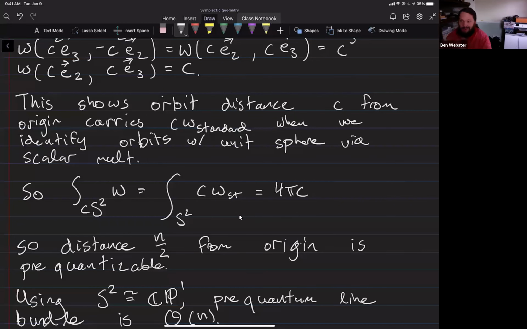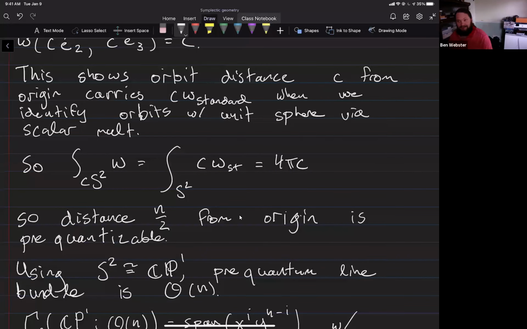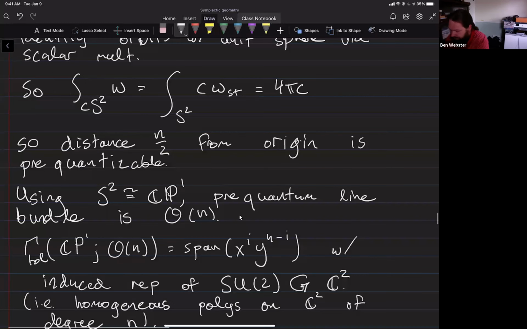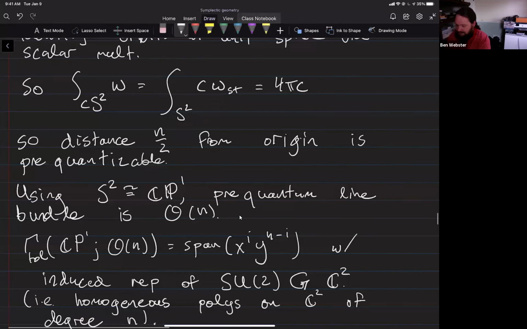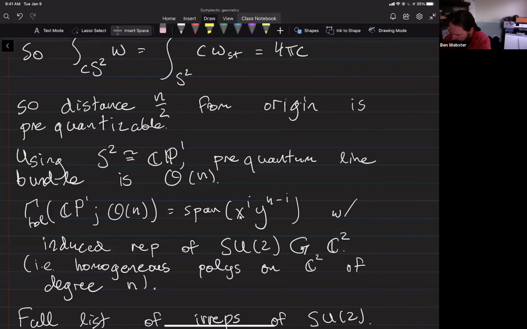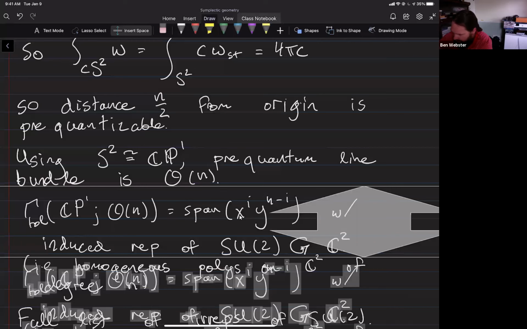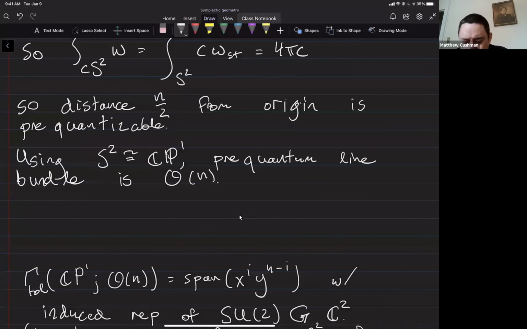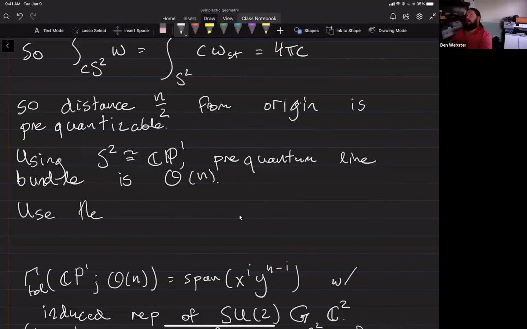If you go through what all this means in terms of connections, you can think of S2 as CP1, and the pre-quantum line bundle, if I'm distance n over 2 from the origin, is O of n. So I found my pre-quantum line bundle. Right, O of n is just the nth tensor power of the tautological bundle? I think it's the dual tautological bundle.